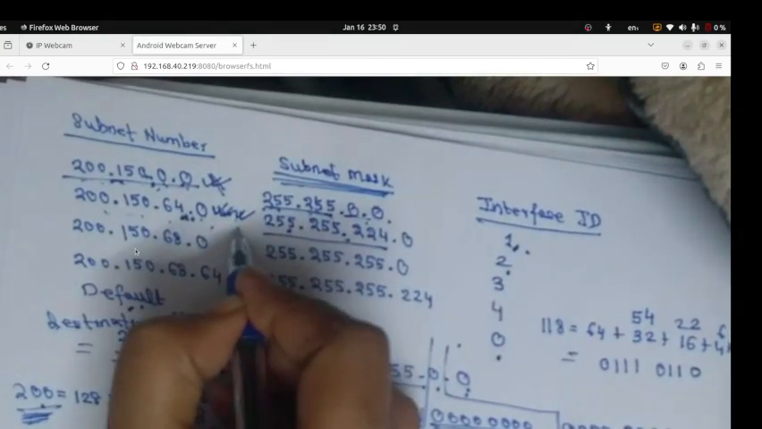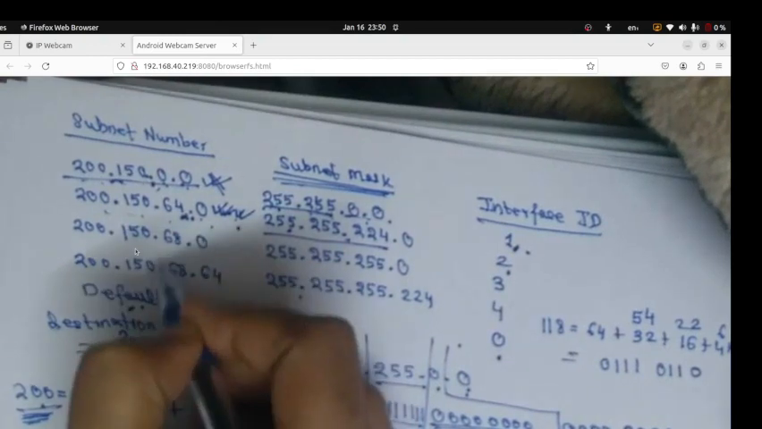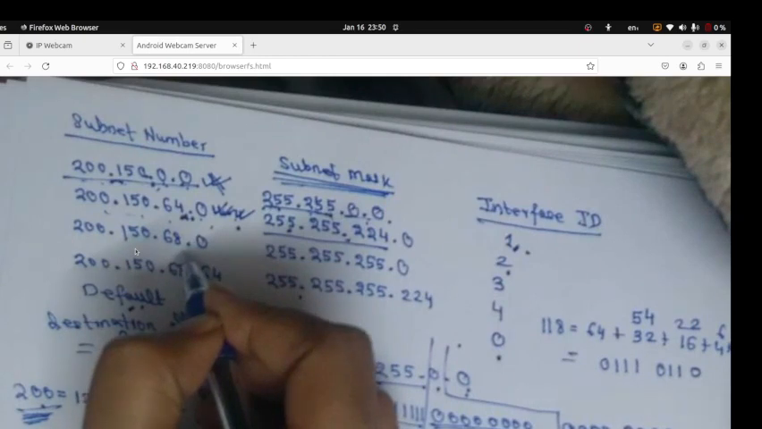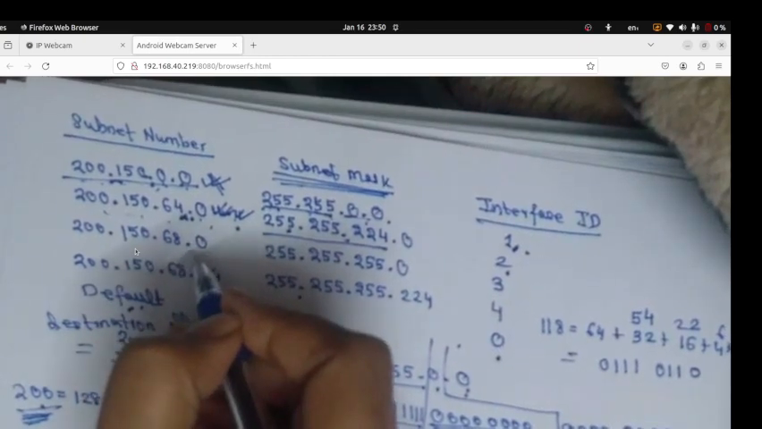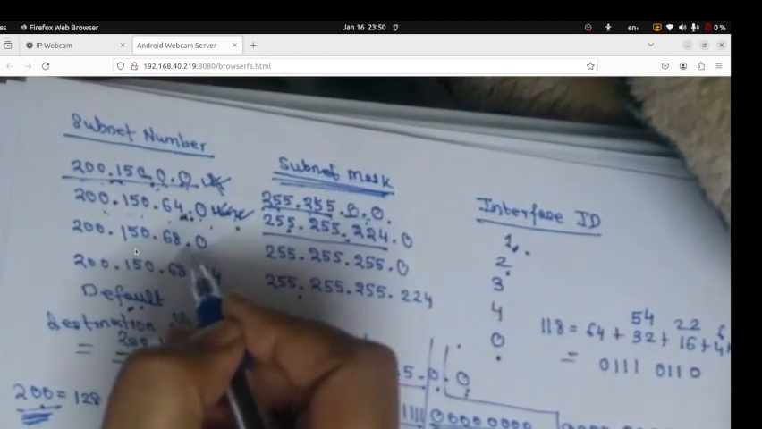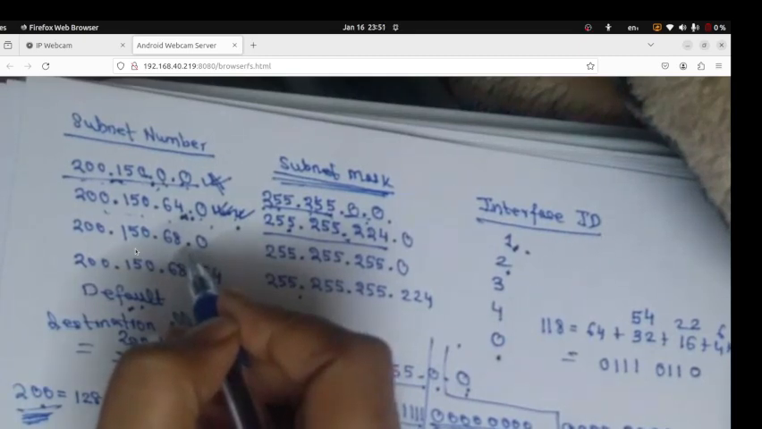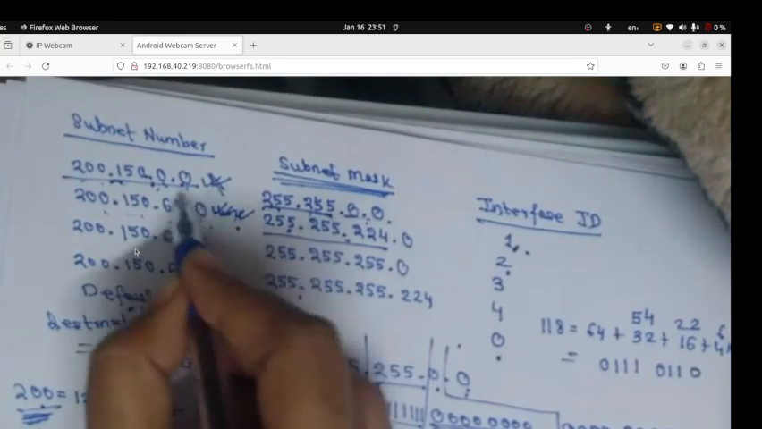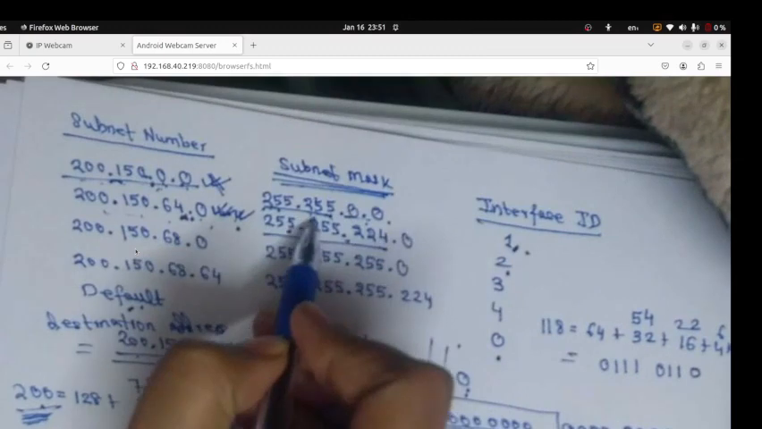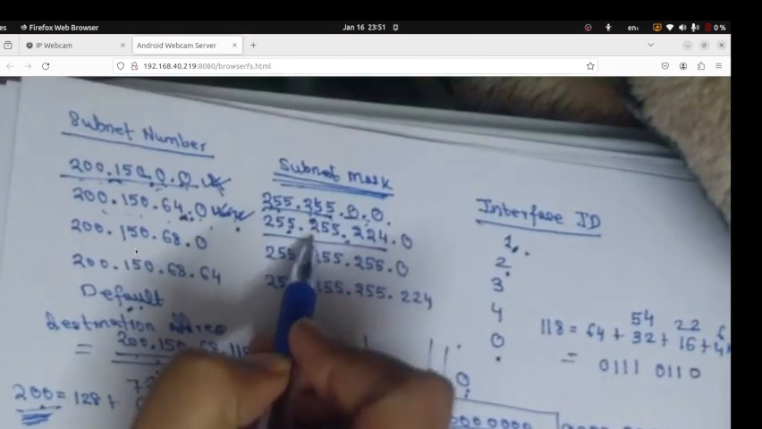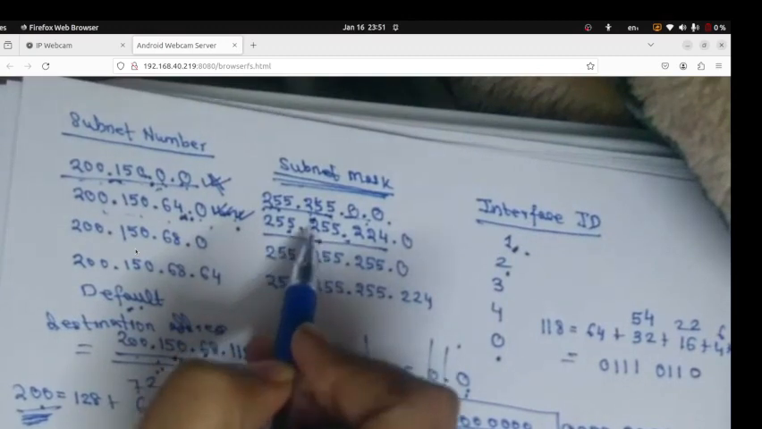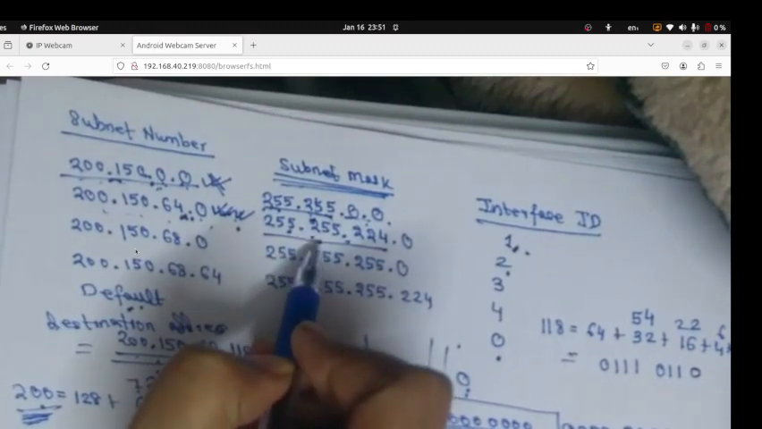Till now the comparison is not over because there are two more entries, and we have to check whether they can match. If they match, then I have to check which has the longest network ID part. It was a network where the network ID part was 16 bits and this is the network where the network ID part is 19 bits. As we will select the longest prefix, I will take this one up to now.